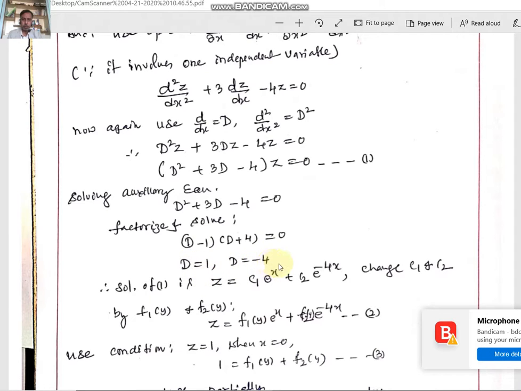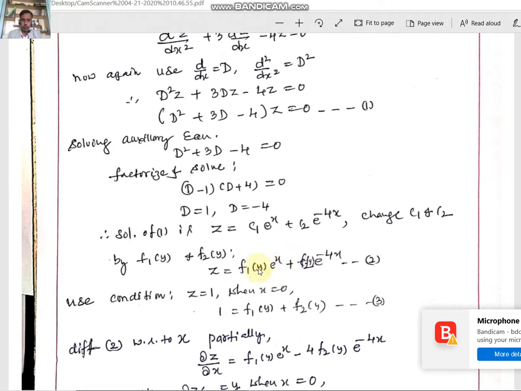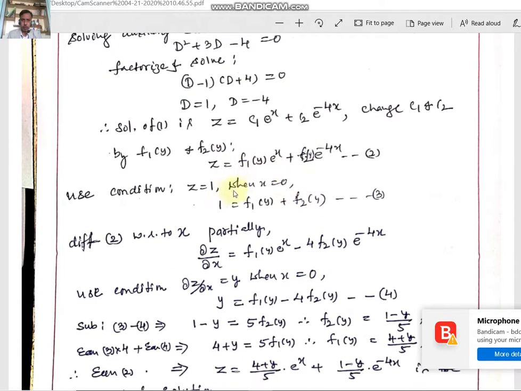So we write the solution, or the complementary function, z equals c1 e to the power 1x plus c2 e to the power minus 4x. Now changing c1 and c2 to constant functions, that is, in place of c1 we write f1(y), in place of c2 we write f2(y). Then let us apply the condition: z equals 1 when x equals 0. So z is equal to 1 and x is equal to 0, and you will get this expression: 1 equals f1(y) plus f2(y). This is one equation, call it equation number 3.